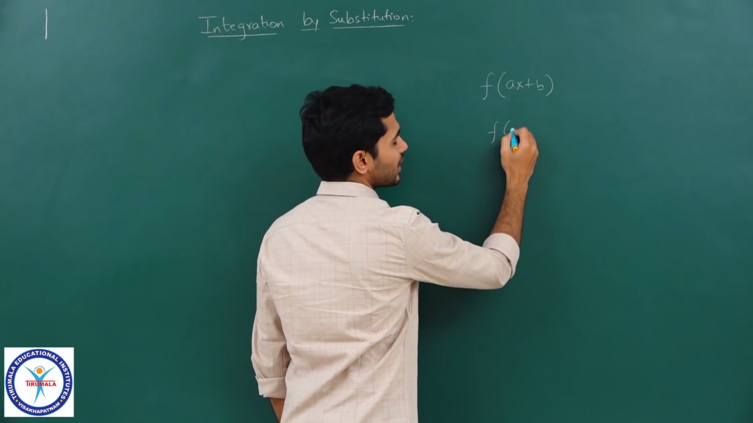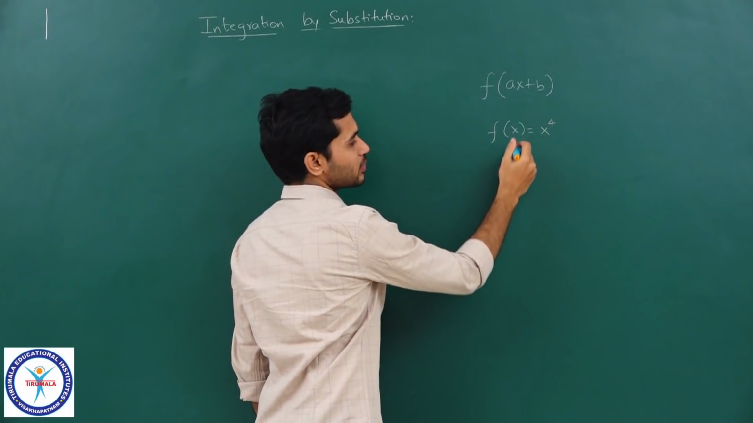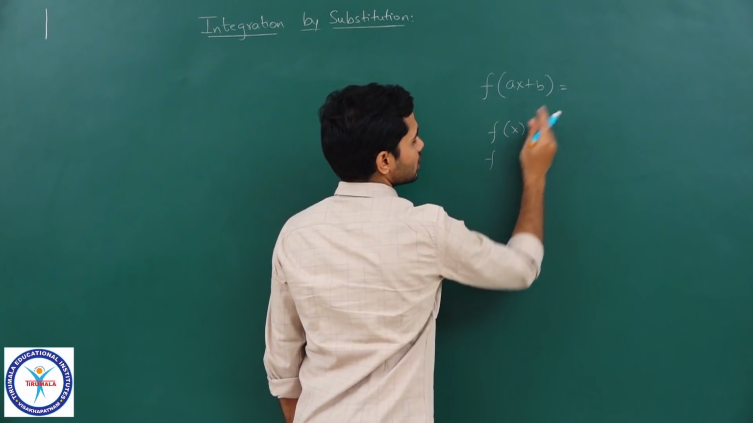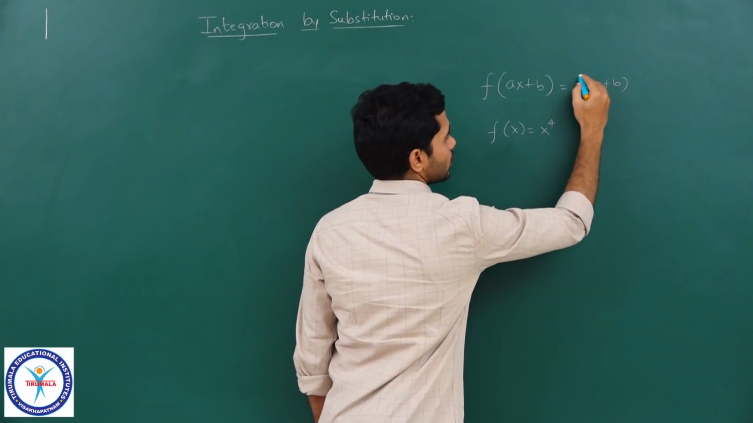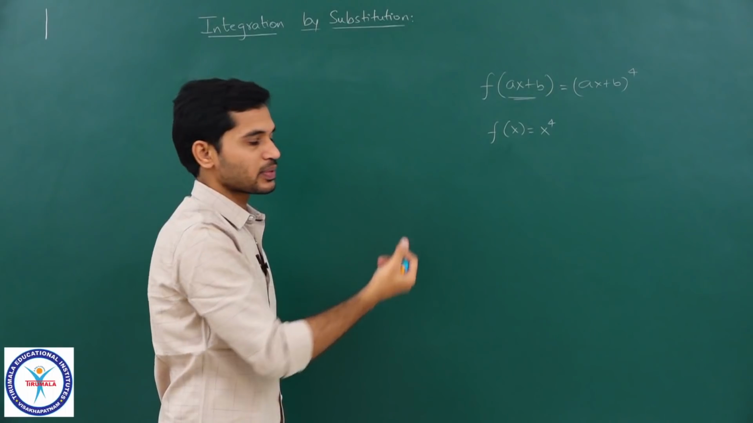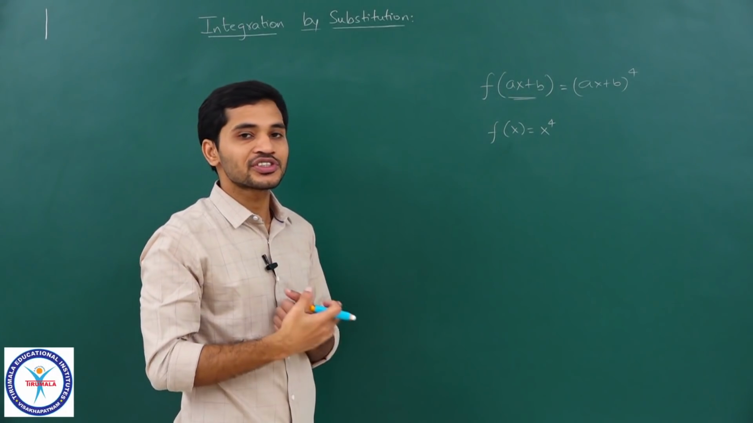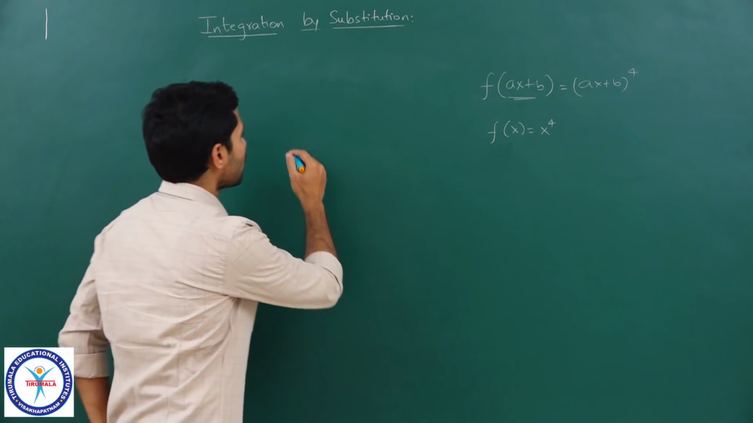For example, let us say if I have f of x is equal to x power 4, then f of ax plus b would be (ax plus b) power 4. Clear? So, something which is a function of a linear term ax plus b. Whenever we have functions in this manner, the integration of these will be very easy. I will show you how.